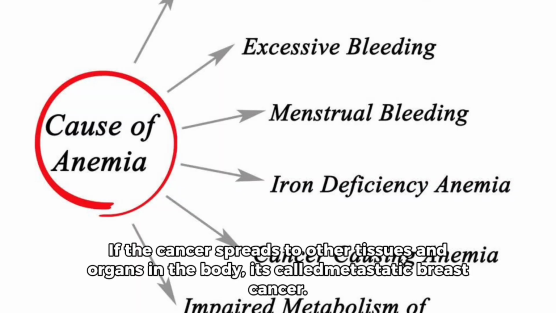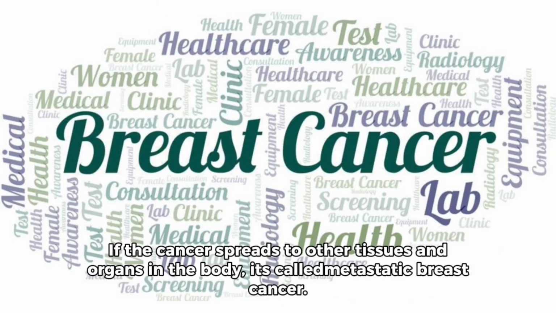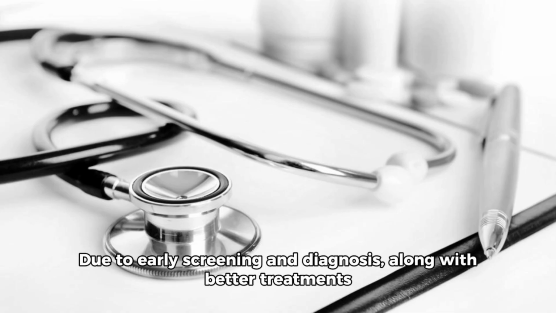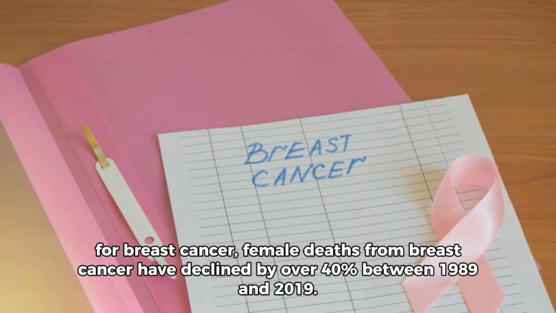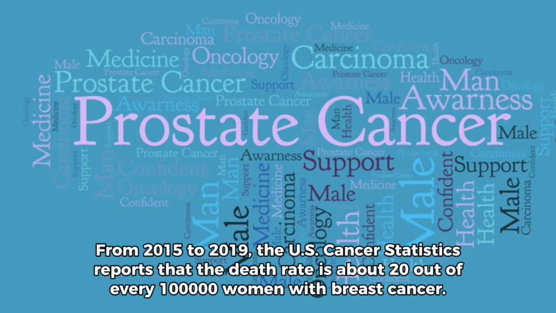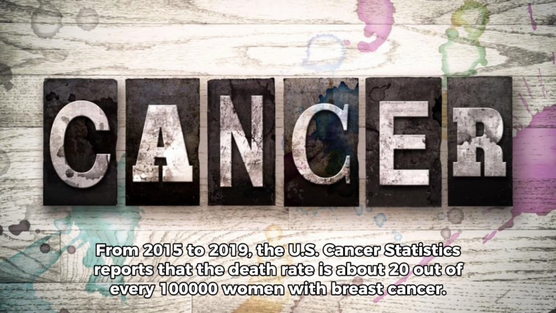If the cancer spreads to other tissues and organs in the body, it's called metastatic breast cancer. Due to early screening and diagnosis, along with better treatments, female deaths from breast cancer have declined by over 40% between 1989 and 2019. From 2015 to 2019, the U.S. Cancer Statistics reports that the death rate is about 20 out of every 100,000 women with breast cancer.